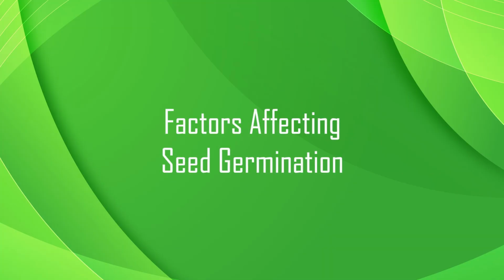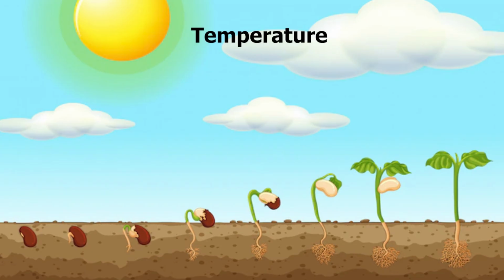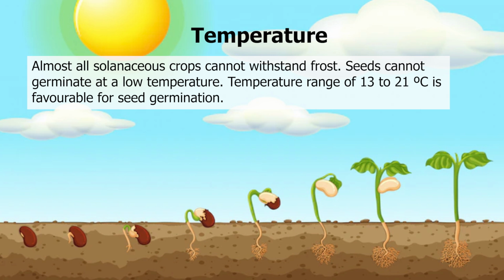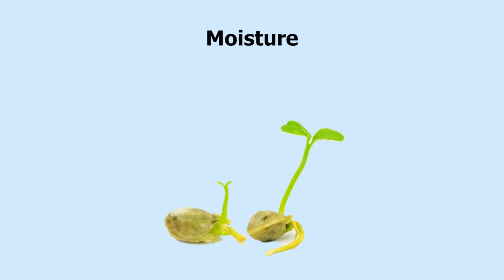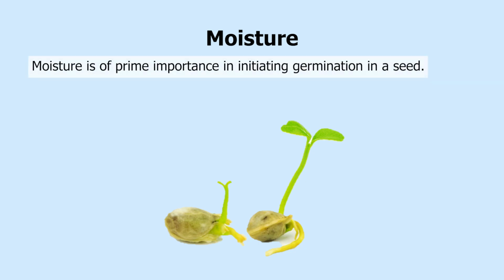Now, next topic, factors affecting seed germination. It includes the following factors. First one is temperature. Almost all solanaceous crops cannot withstand frost. Seeds cannot germinate at a low temperature. A temperature range of 13 to 21 degrees Celsius is favorable for seed germination. Second one is moisture. Moisture is of prime importance in initiating germination in seeds.